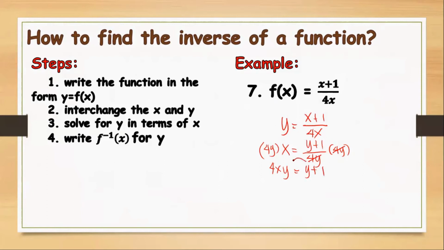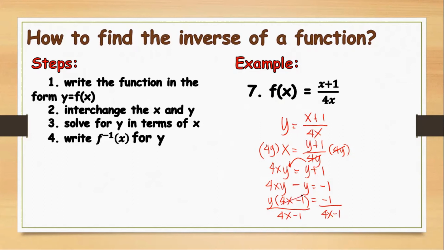Then you have to move y on the left side. We'll have 4xy minus y equals negative 1. Then factor out in terms of y. So y times 4x minus 1 equals negative 1. And so divide both sides with 4x minus 1.